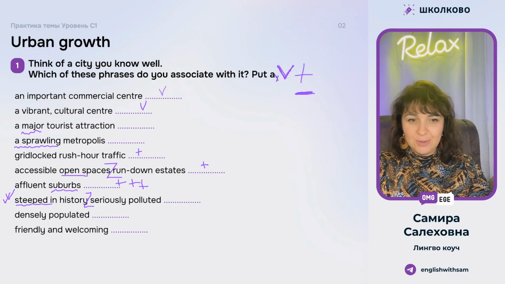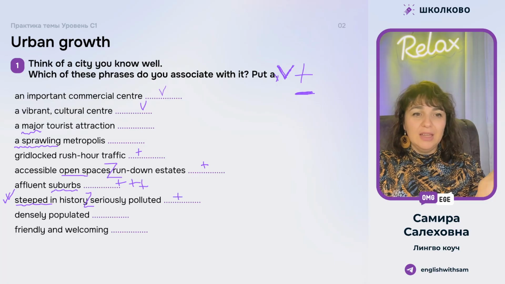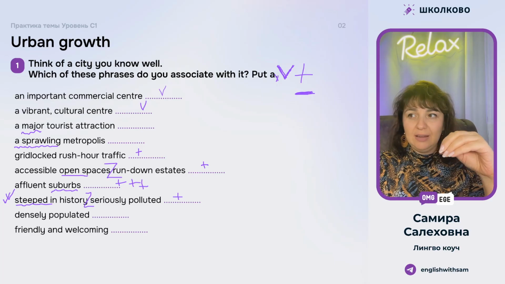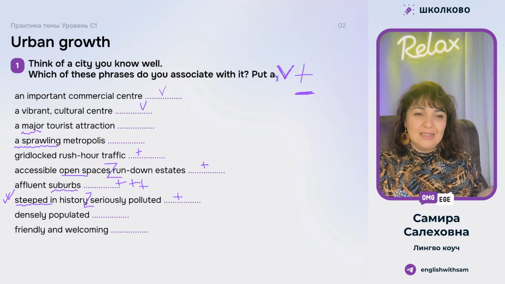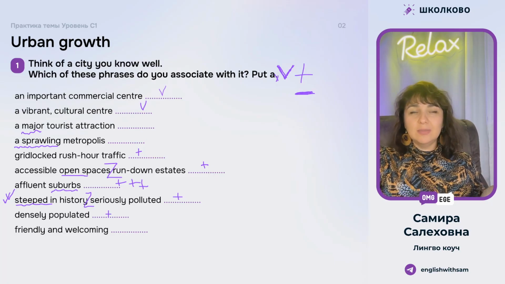Probably you know this one. Yeah, all big cities are seriously polluted. Densely populated. Densely, плотненько населенный, да, densely populated. Yeah, it is true. Friendly and welcoming.